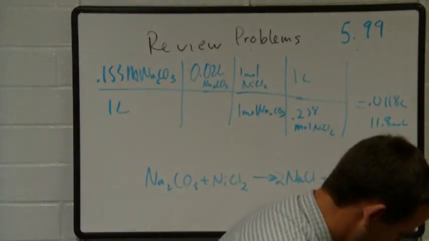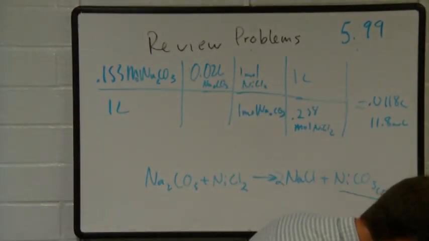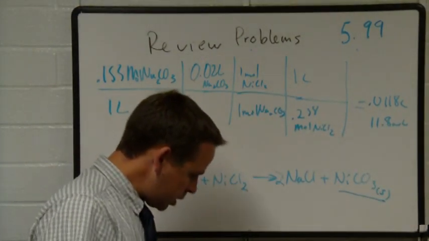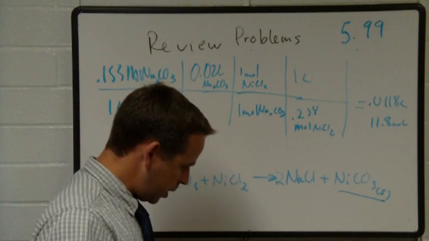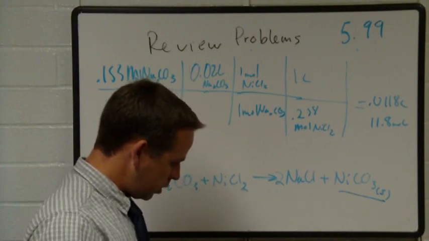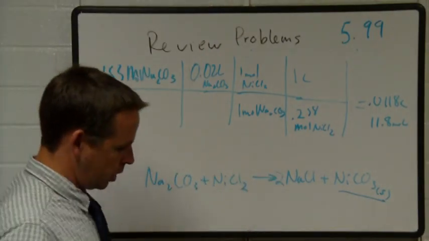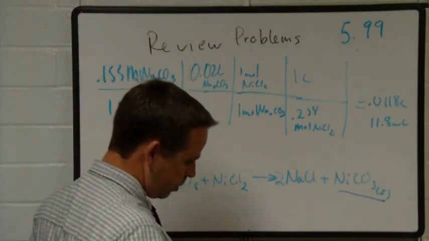So 599, the first part is 11.8 milliliters. So that always rounds up to 11.9. And then the question is how many grams of nickel carbonate will be formed from the reaction. Oh, look, it already gave us the reaction. I didn't have to come up with the reaction. So how many grams of nickel carbonate will be formed?